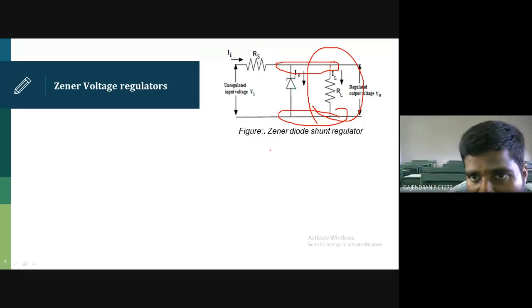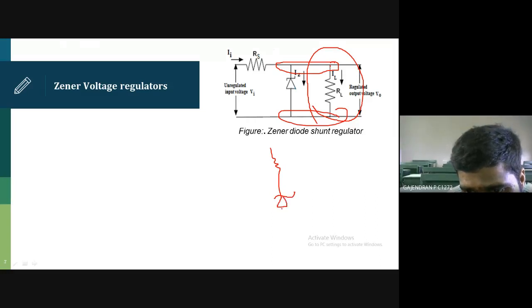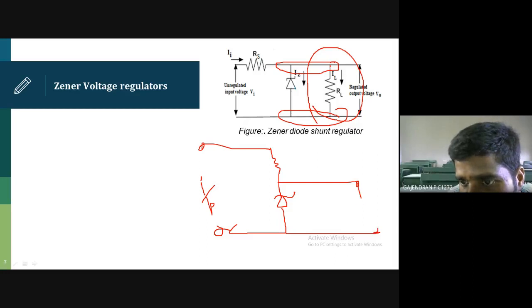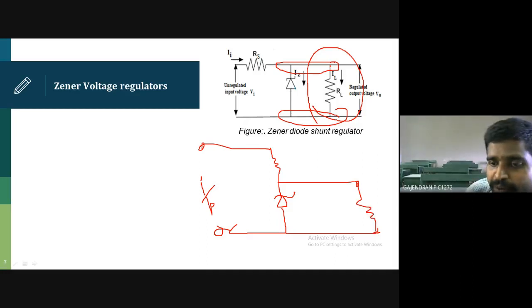I can draw this circuit like this also. This is my input circuit, my unregulated input. This is my output. Is it clear, sir? It is at the output that we have connected the load. Is it clear?